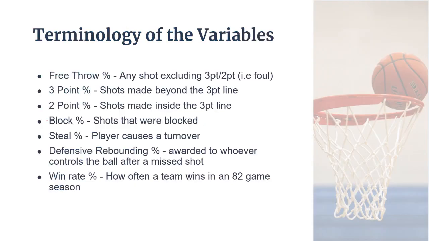Now the terminology of the variables. Free throw percentages are shots excluding 3 points and 2 points. 3-point percentages are shots made beyond the 3-point line. 2-point percentages are shots made inside the 3-point line. Block percentages are shots that were blocked. Steal percentages are players causing a turnover. Defensive rebounding percentages are awarded to whoever controls the ball after a missed shot. Win rate percentages are how often a team wins in an 82-game season.